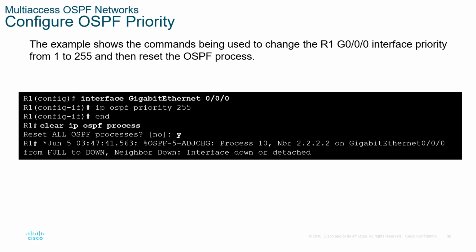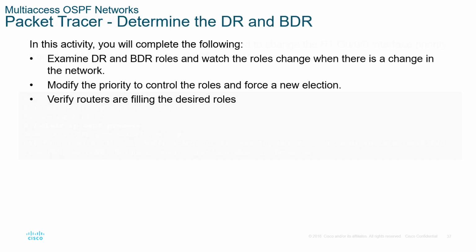There you go. That's how you set the priority. Go to the interface and ip ospf priority. Job is done. There is an activity for you to play with the DR and BDR. I'm not going to do this today because otherwise we're not going to leave this place very soon.